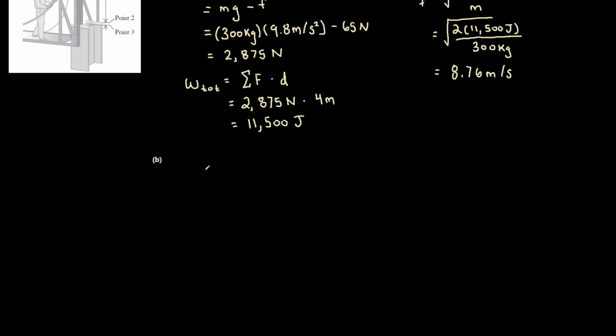So for part B, we're going to be focusing on point 2, which is where the hammerhead and I-beam first make contact, and point 3, which is where the hammerhead and I-beam come to a halt. Like we did for part A, let's draw a free body diagram. Once again, the dot will represent the hammerhead. And the free body diagram is going to look similar to part A, where we have the weight force vector and we have the friction force vector.